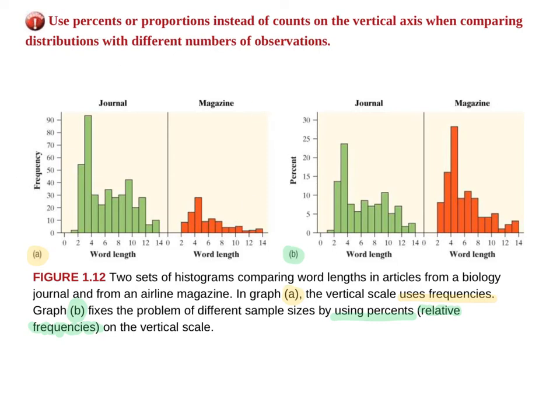In graph A, what we're using on the vertical axis here is the frequency at which you see these different word lengths in the journal and the magazine. Now, a frequency is essentially a count. Not the best way to display your data using a histogram. Instead, over here, it is highly suggested to use the percent of the word length that you see in both of these. So we want to use relative frequencies instead of counts or regular frequencies.